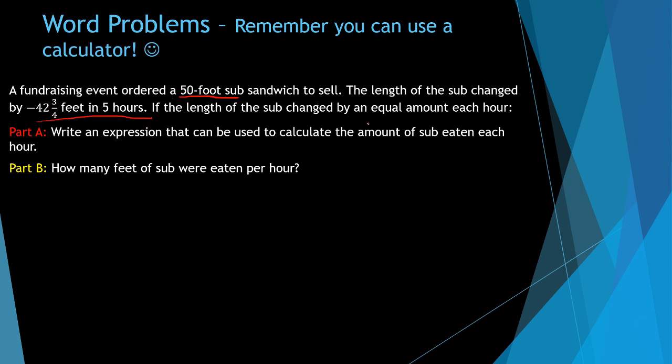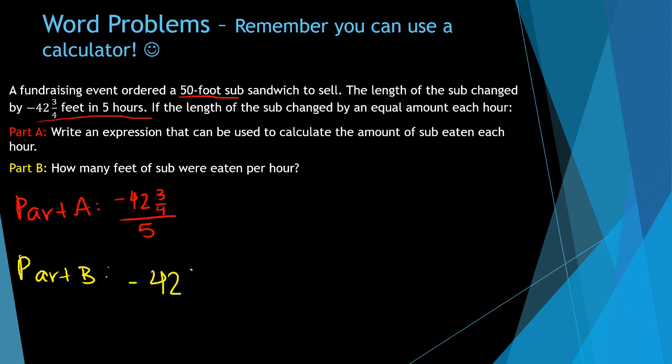If the length of the sub changed by an equal amount each hour, part A, so here we have part A, wants us to write an expression that can be used to calculate the amount of sub eaten each hour. Remember what we did before? I took that negative 42 and 3/4 and I divided it by 5. That's what we did on that last problem we just did. So that's part A. This is our expression. Part B is asking us to actually figure out how many feet of sub were eaten every hour. So that's actually taking this negative 42 and 3/4 and we're going to divide it by 5.